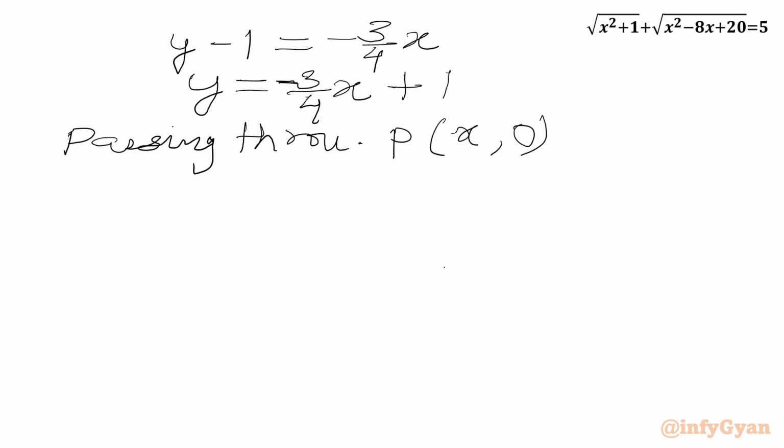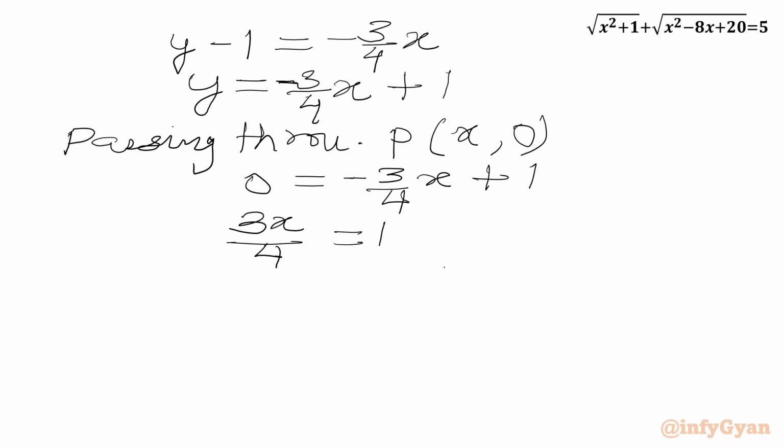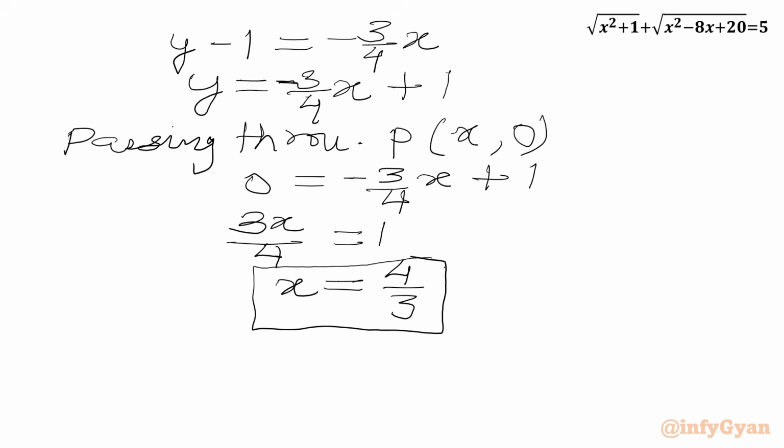So any time we can put y equal to 0. So 0 will be equal to minus 3 over 4 times x plus 1. Now we'll add 3x over 4 to both sides and get 3x over 4 equal to 1. Now we will multiply both sides by 4 over 3 and we will get x equal to 4 over 3. So the only real solution which will satisfy our equation would be 4 over 3.